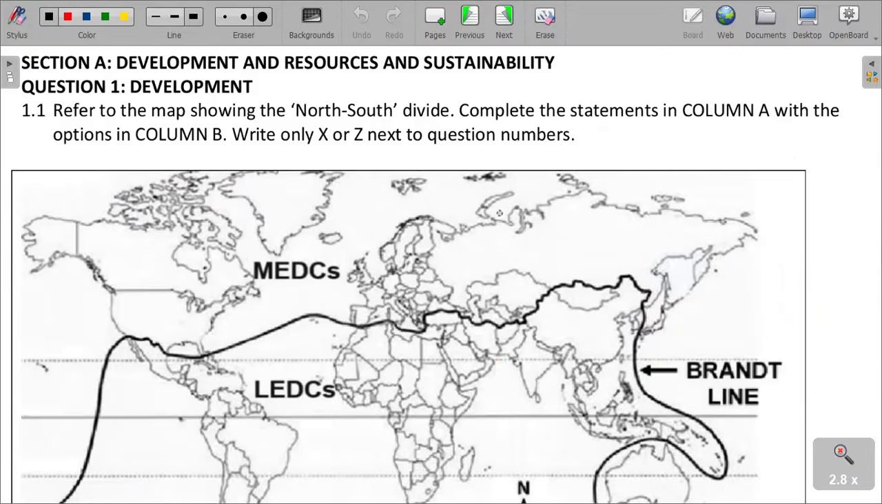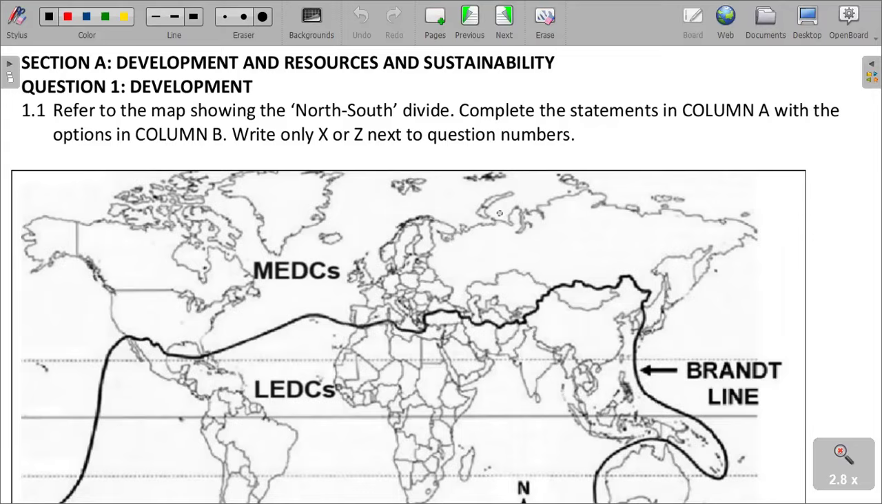So section A is saying development and resources and sustainability. Question 1.1, we are given a map here. Refer to the map showing the north-south divide. Complete the statements in column A with the options in column B. Write only X or Z next to the question numbers.